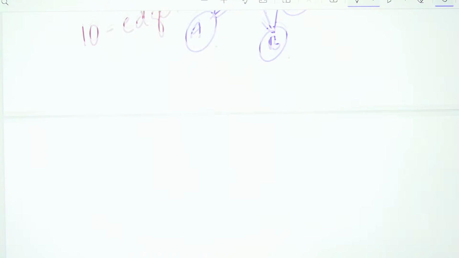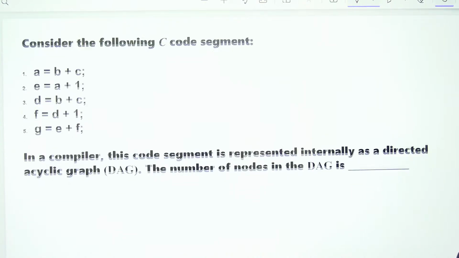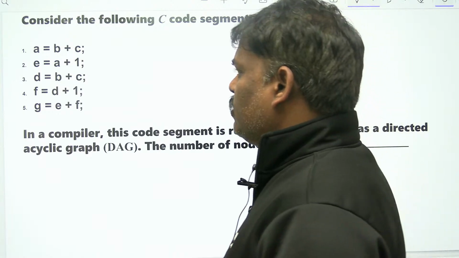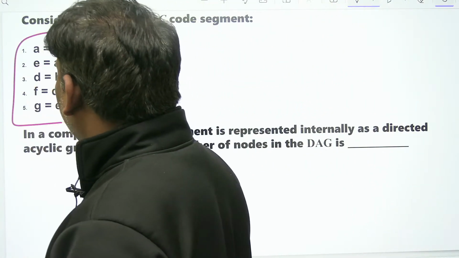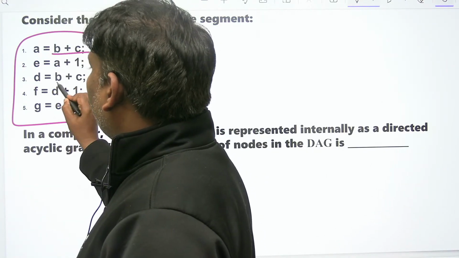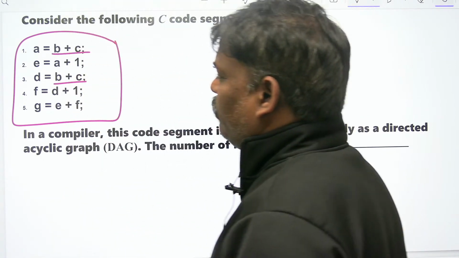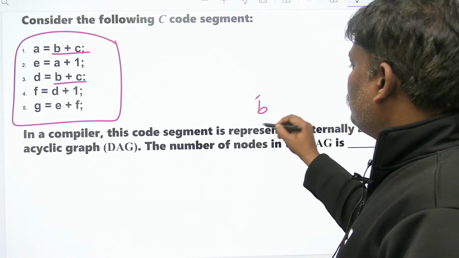Let's see one more problem. See this one, one more problem for DAG creation. After seeing the code, please verify anything common. Just go right side. Anything common? Yes. I think B plus C is common.